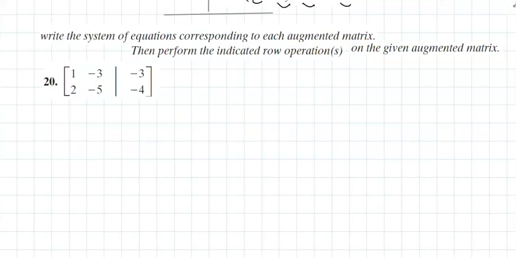Now to elaborate on what they're going to do, it's a bit confusing, but to make it a smooth transition, they're giving us a system of equations. I would like to take this system of equations out of the augmented form and write it as is. So if this is the x, that is x, and that is 2x. That's the y, and those are the constants. So this is minus 3y equal a negative 3, and this is minus 5y equal a negative 4.